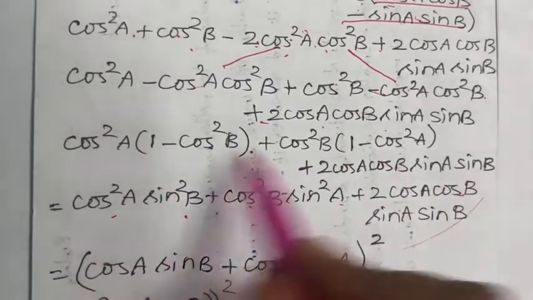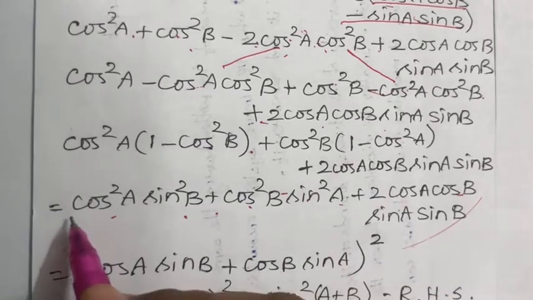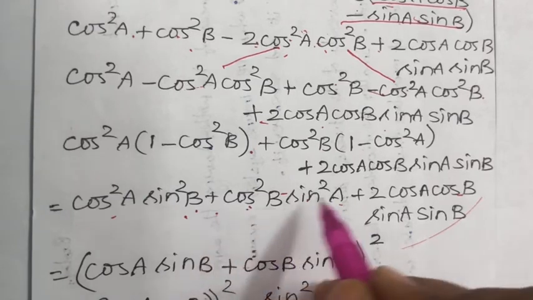This is of the form (A plus B) the whole square. What is our A? Our A is cos A sin B. What is our B? Our B is cos B sin A.